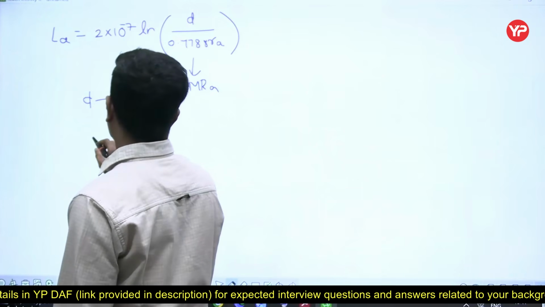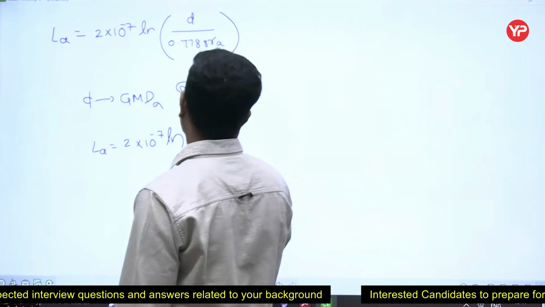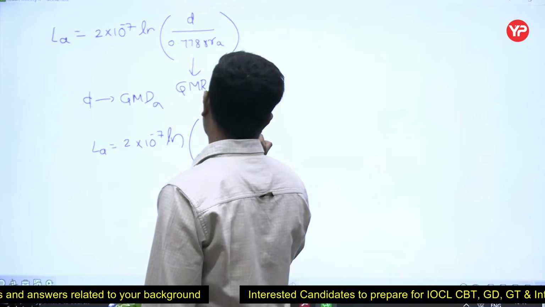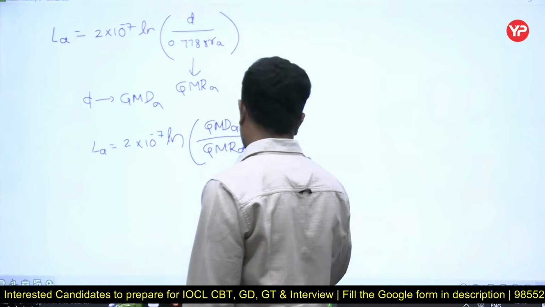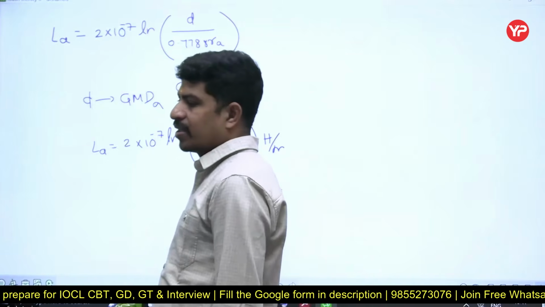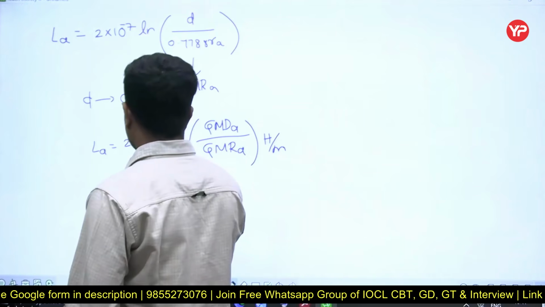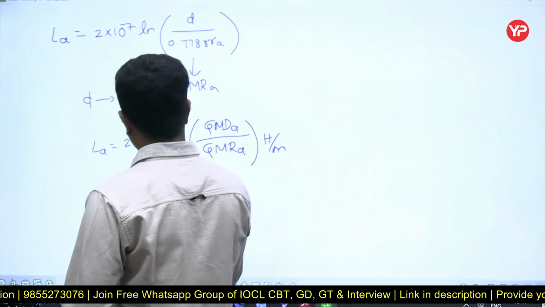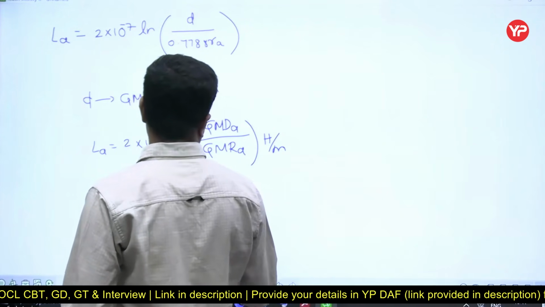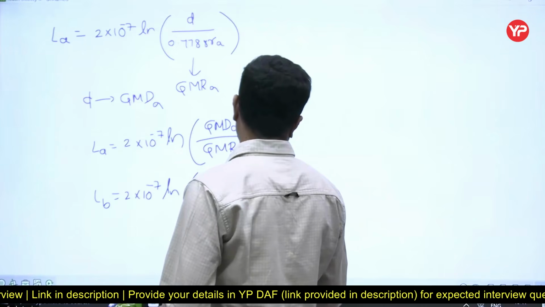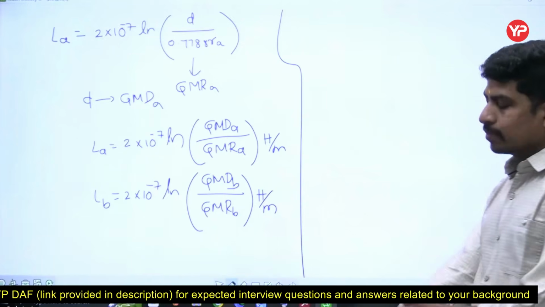This is GMD A. Now that can be happily replaced with 2 into 10 to the power minus 7 into natural logarithm of GMD of conductor A by GMR of conductor A Henry per meter. Yes, that is about LA. Now, obviously, LB also same. Only the thing it is going to change: 2 into 10 to the power minus 7 into ln of GMDB by GMRB, Henry per meter. Am I clear?